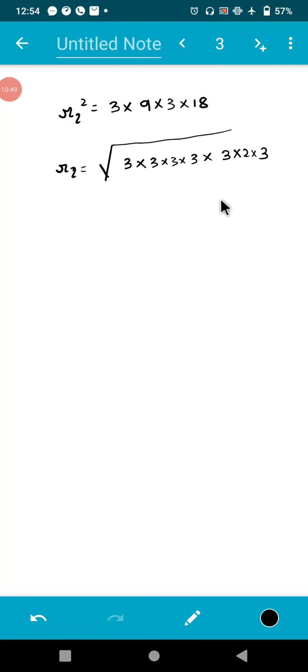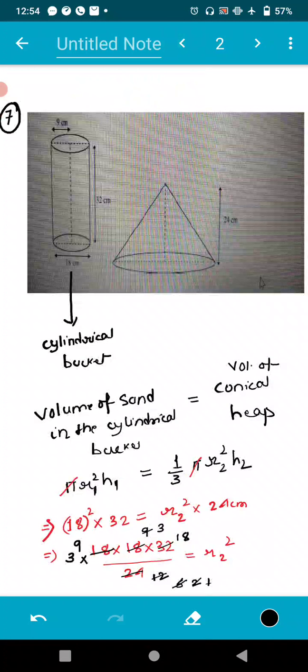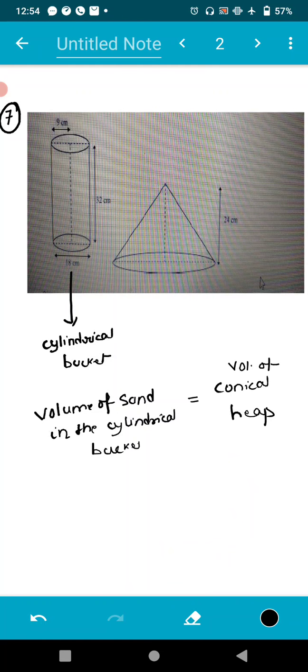Maybe I'm doing something wrong. Let's do it again. There is some little confusion, so let's rub this, go to the previous page and restart this part. I guess I've done something wrong.